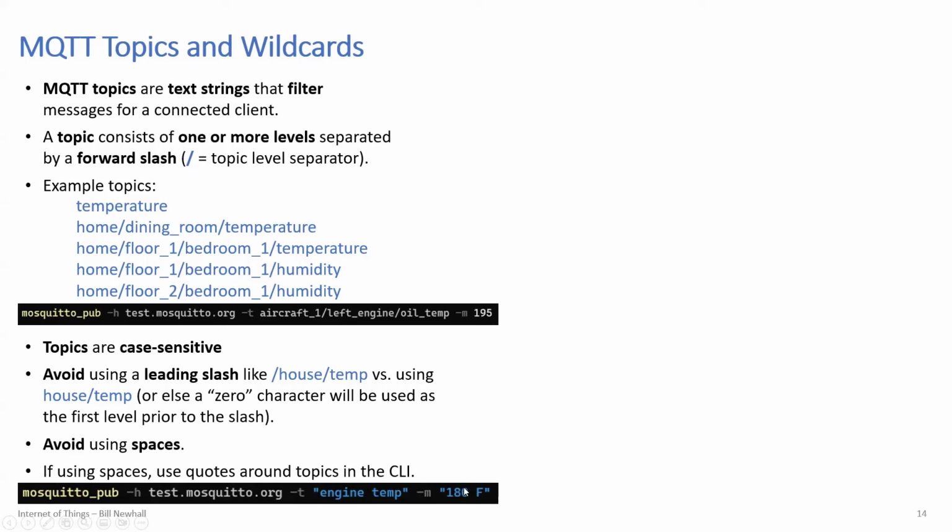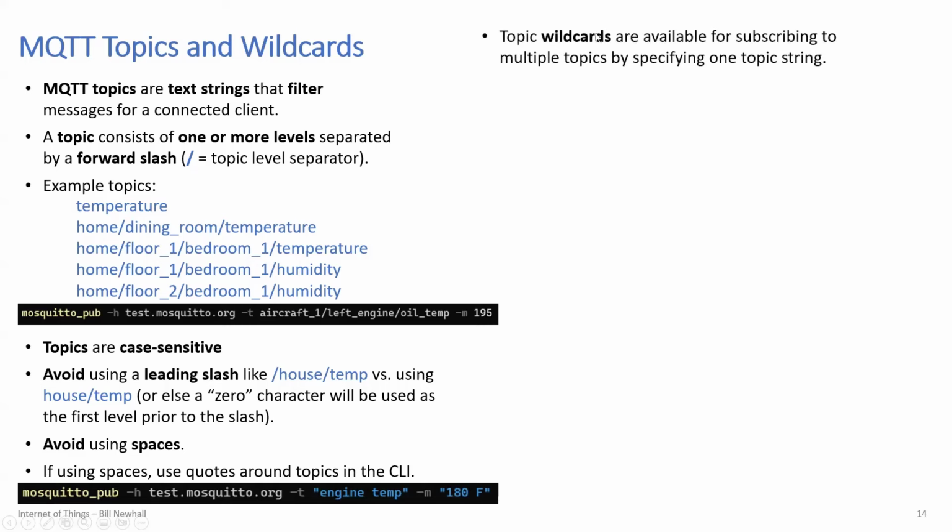All right, I mentioned wildcards. Here are wildcards. These are available for subscribing to multiple topics all at once by specifying one topic string. Okay, so there are two different kinds of wildcards. Here's a single level wildcard. So it works like this.